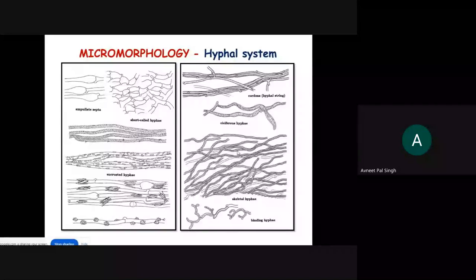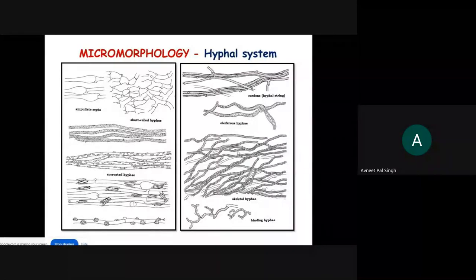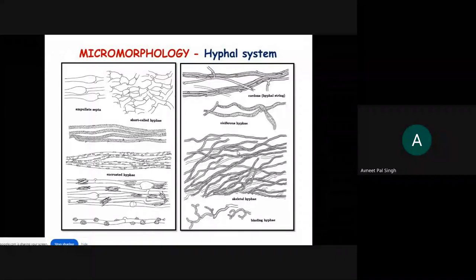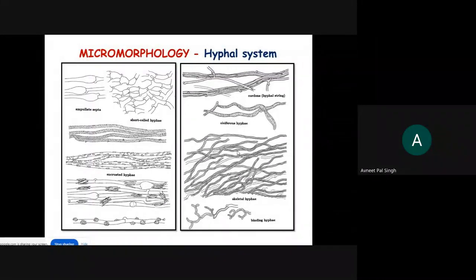If the fungal fructification consists of only one type of hyphae, we call it monomitic. If it has two types of hyphae, dimitic, and if three types of hyphae, it is called trimitic. Now, what are those different types of hyphae? The first formed hyphae are called generative hyphae, and generative hyphae are usually thin-walled. From generative hyphae, two more types of hyphae are produced, which are called skeletal hyphae and binding hyphae.